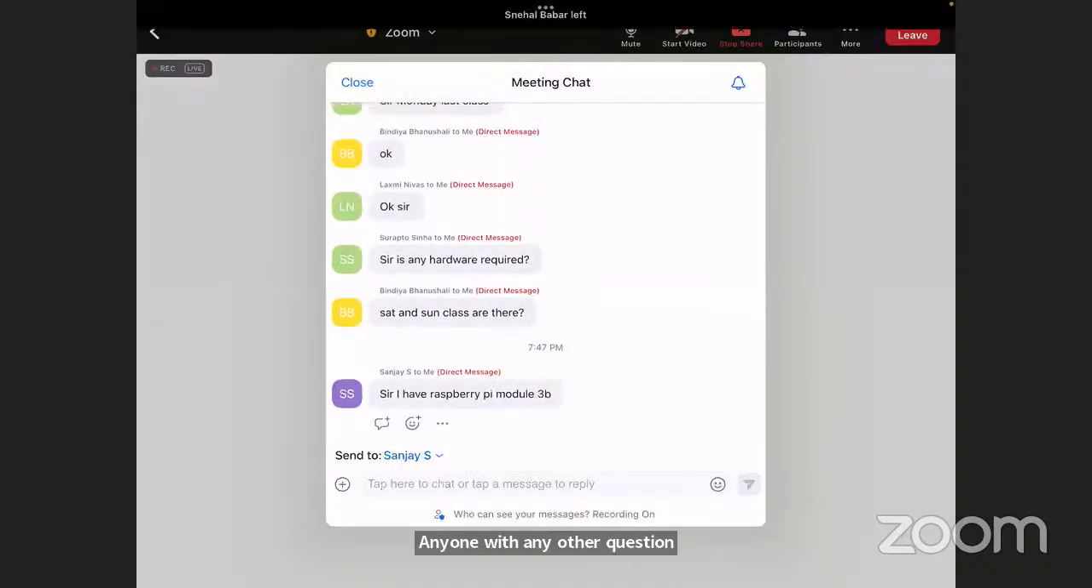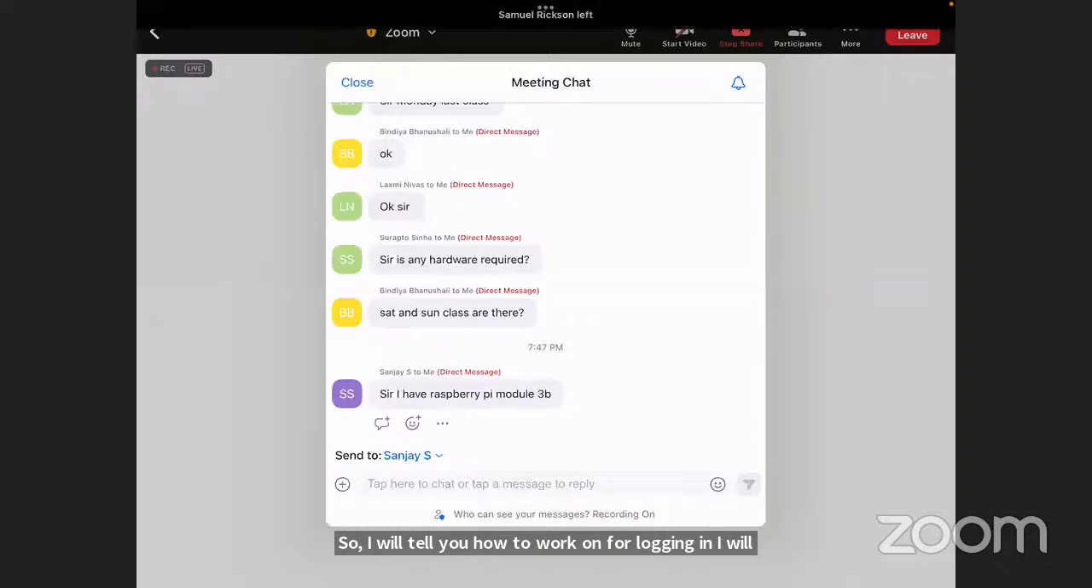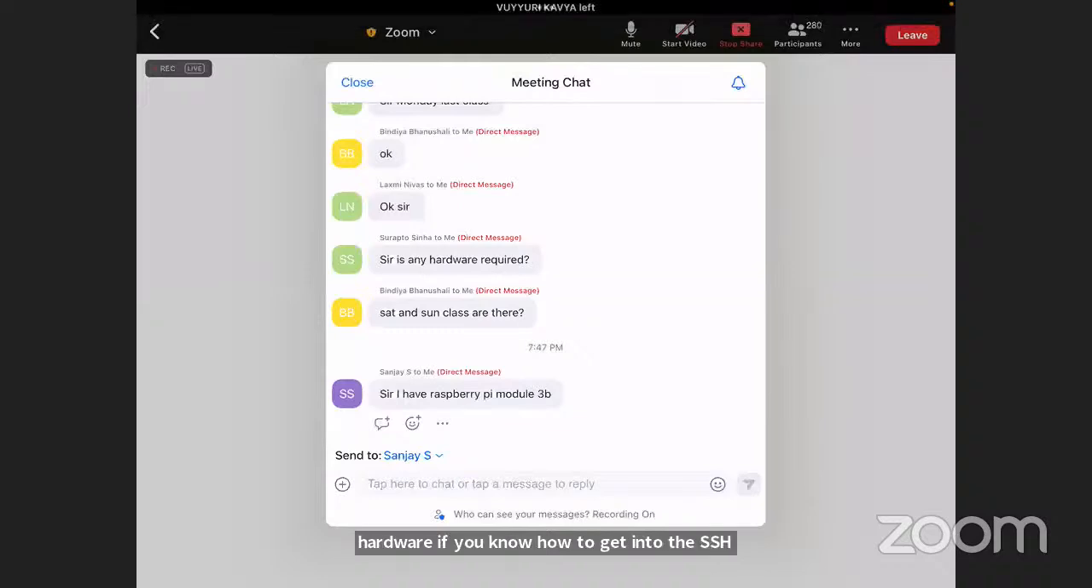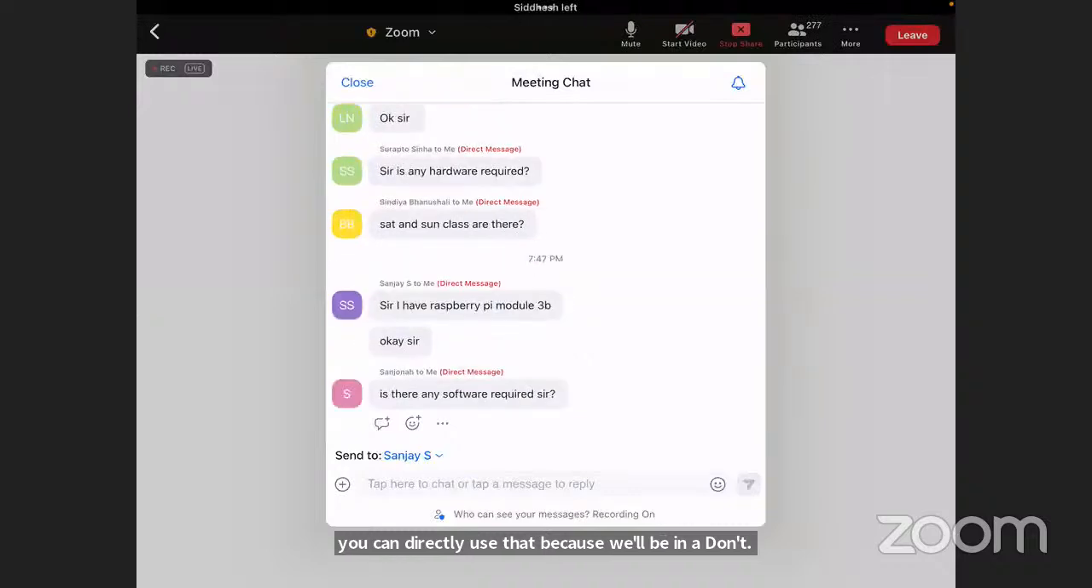Sir, I have Raspberry Pi 3 module. See, I will tell you how to work on a Raspberry Pi environment. For logging in, I will not be able to do it in the class itself for your hardware. If you know how to get into the SSH mode of it, you can directly use that, because we'll be in the terminal part of the Raspberry Pi. From there, we'll be working around. So it can be simulated as if you have that also. But you should know how to simulate.